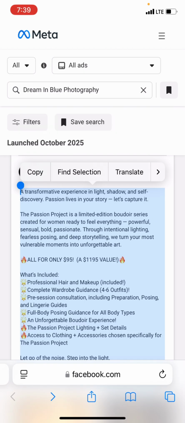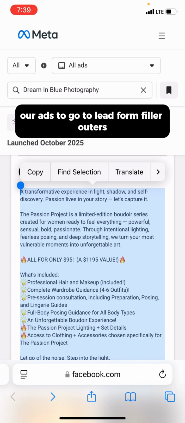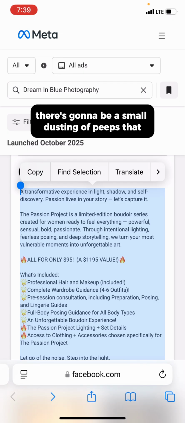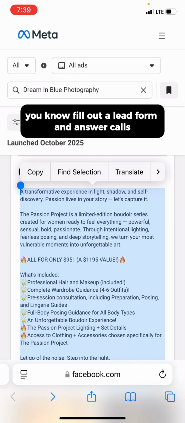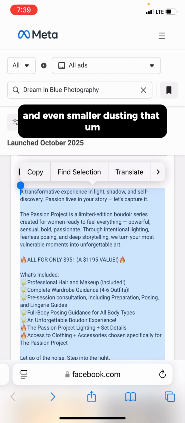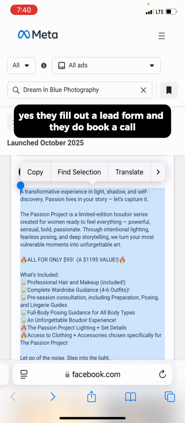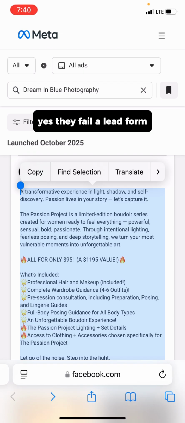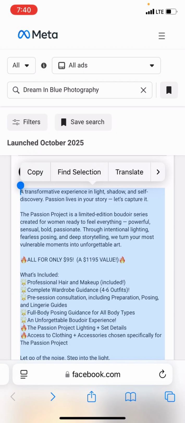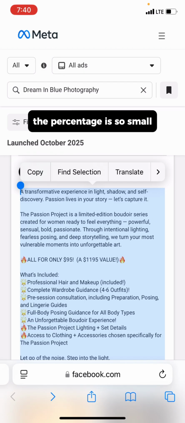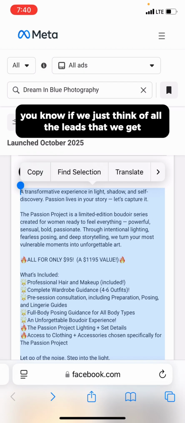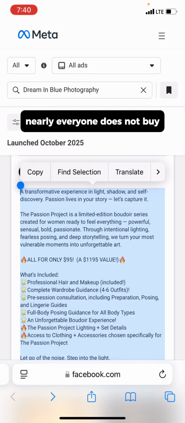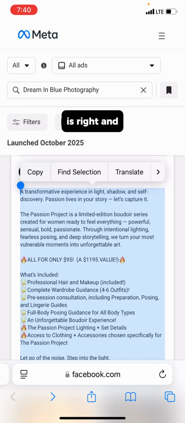And we're not getting our ads to lead form fillers who fill out a lead form and also buy. Now, yes, there's going to be a small dusting of people that fill out a lead form and answer calls, texts, and emails, and an even smaller dusting that fill out a lead form and do book a call and show up to a call, and an even tinier dusting still that fill out a lead form and yes, they do buy. But dude, the percentage is so small. If we think of all the leads that we get from lead forms or the lead objective, do most of them buy or do most of them not buy? Nearly everyone does not buy, right?